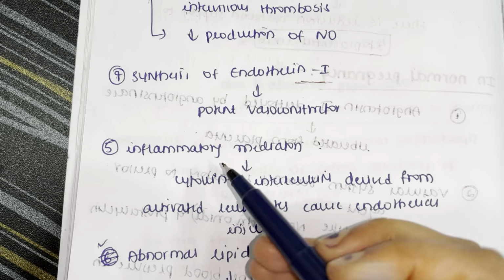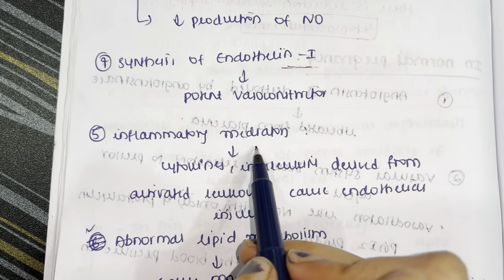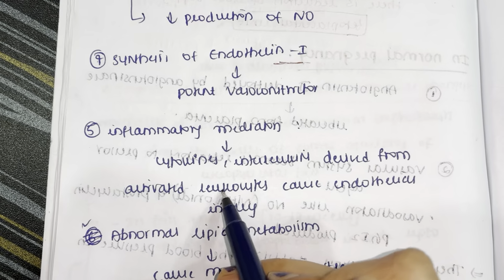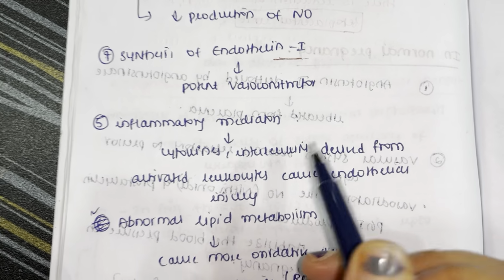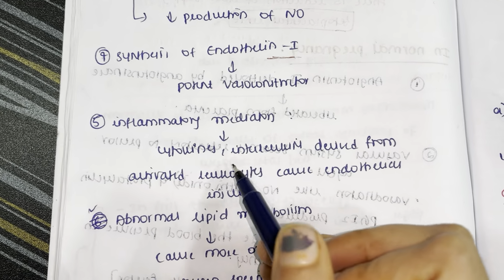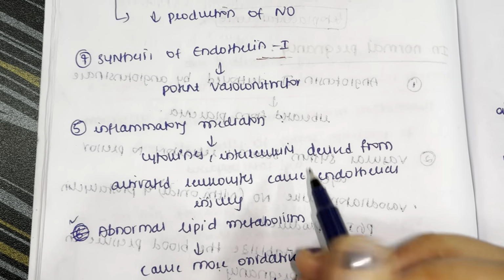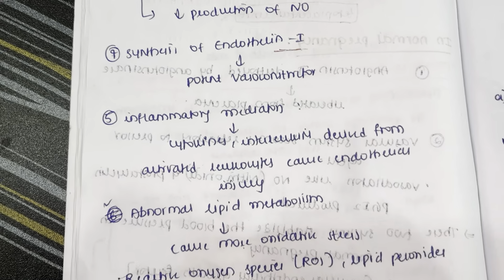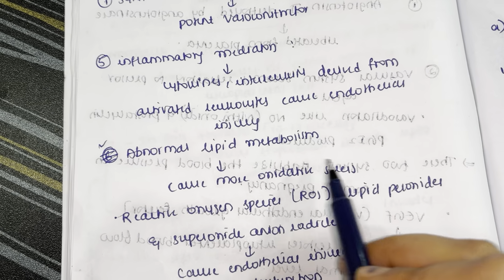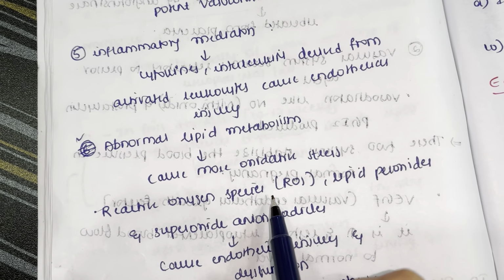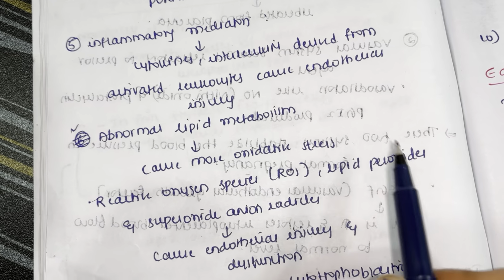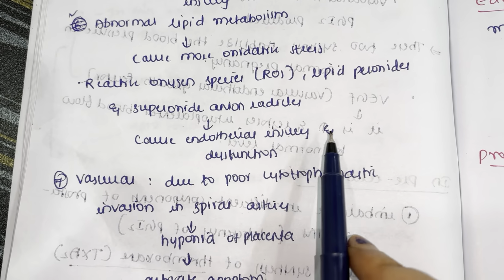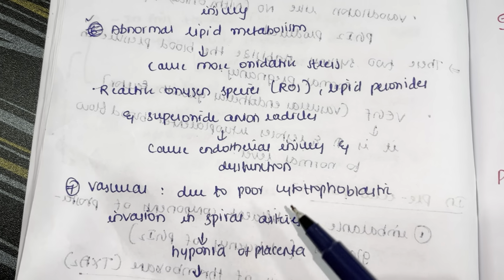Another one is that, because of the injuries, inflammatory mediators are released. Because of these inflammatory mediators, leukocytes cause endothelial injury, which leads to abnormal lipid metabolism. This increases oxidative stress, reactive oxygen species, lipid peroxides and superoxide radicals, which cause endothelial injury and dysfunction.